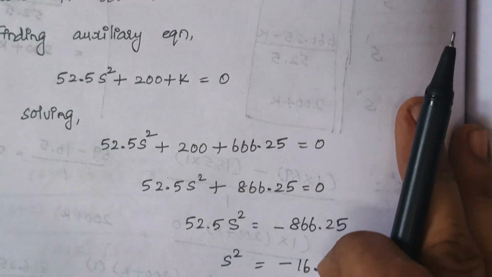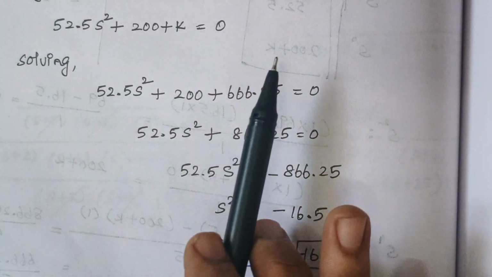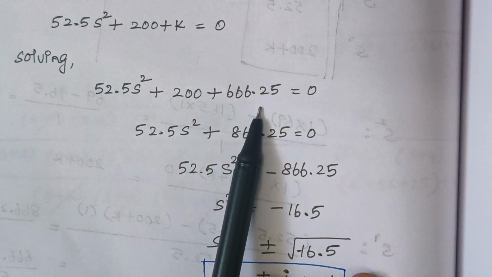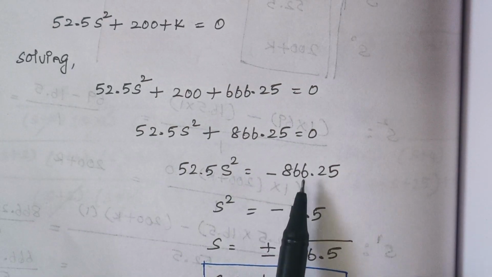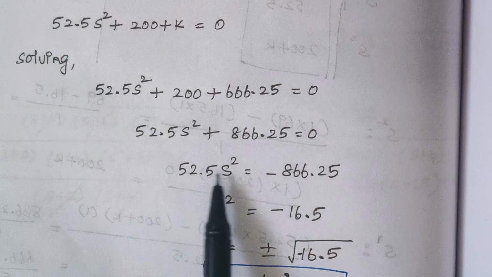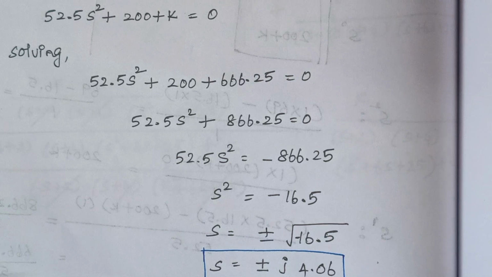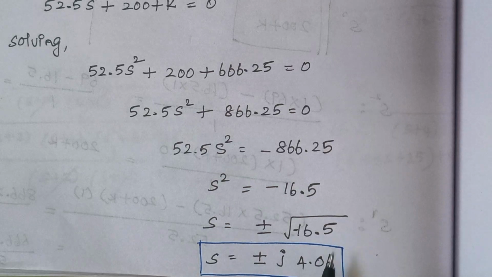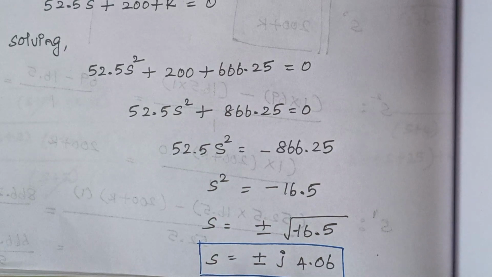Right. So this is our auxiliary equation. When you solve this auxiliary equation, we have only s square terms, the remaining terms are constants, and here I am substituting the value of k as 666.25. Right. So when you substitute and solve, 52.5 s square is equal to minus 866.25. Again when you divide by 52.5, I have minus 16.5. So when you take the square root, the square root of 16.5 is 4.06 and the square root of minus 1 is j. So the value of s is plus or minus j 4.06.